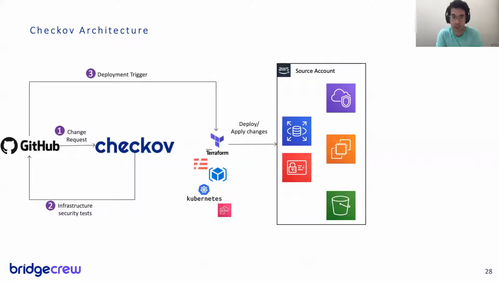So this is the architecture that we're going to do. Whenever there is a change request in GitHub to infrastructure code, we're going to run Checkov, and we're going to have those infrastructure security tests executed, either approved or rejected by Checkov, and then we can start the deployment trigger into our AWS account.